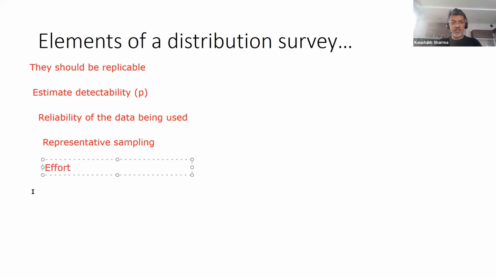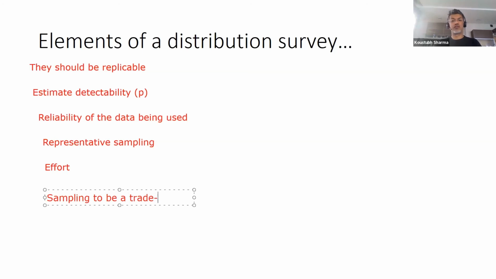Okay, Letro says, before that, survey area. Sampling to be a trade-off between effort and representability of the area. Okay, fair enough. Sorry, that point went up, too many points coming in.